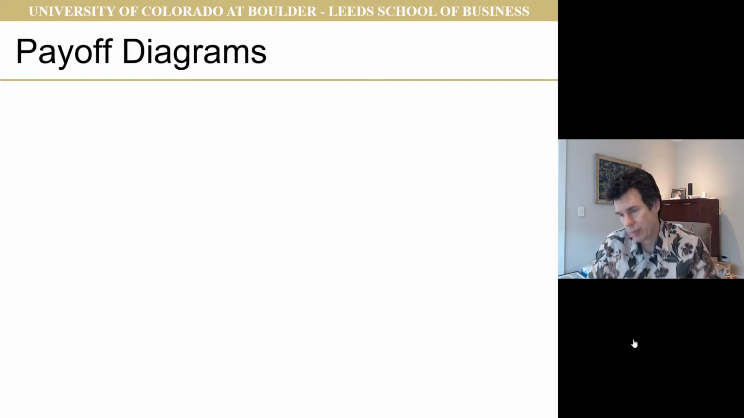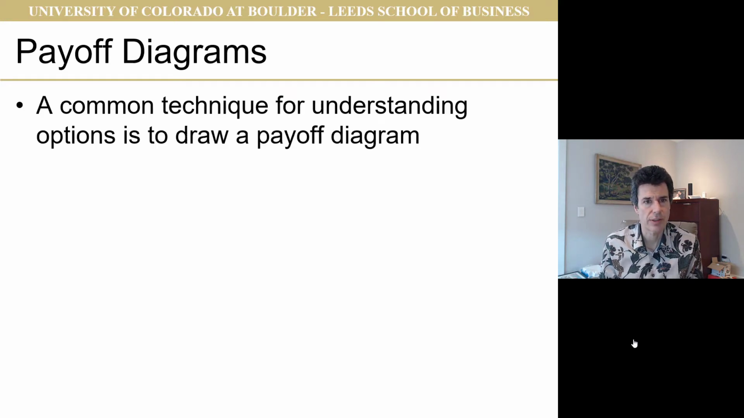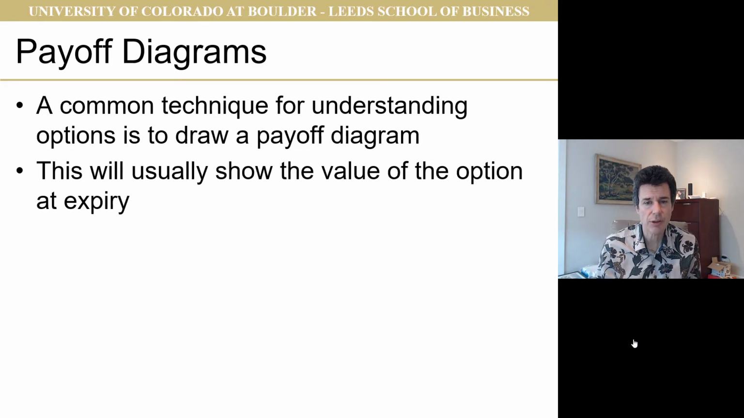So payoff diagrams. This is one of our key things in this lecture. We're just going to see the beginnings of it in this lecture, and we'll talk in more detail in future lectures. So a common technique for understanding options is to draw a payoff diagram. This usually shows the value of the option at expiry. So it means a little bit more for a European option, which can only be exercised at expiry, than an American option.